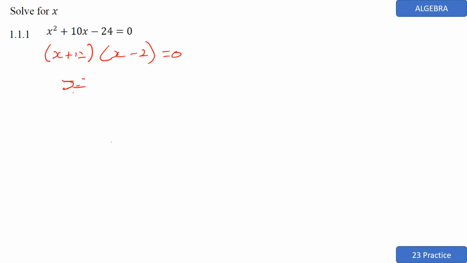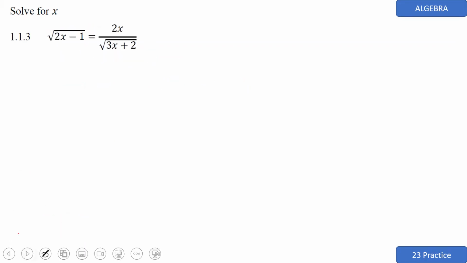Here goes my pen again. So x is equal to minus 12. And the word is or, not and. If you say and, then you will get penalized. So we've got x equal to minus 12 or x equal to 2. Very simple question to start off with. All right, let's go to the next one.